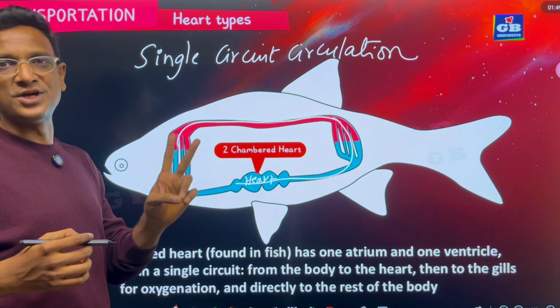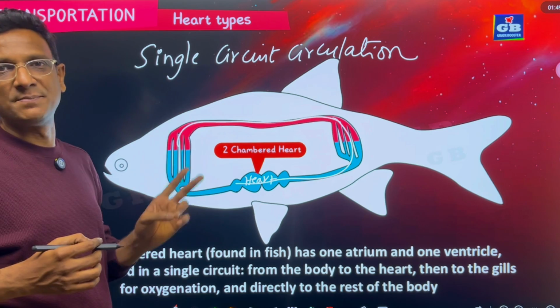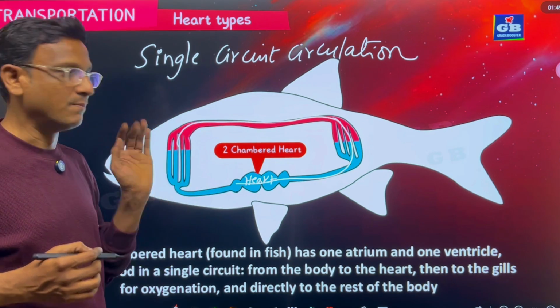The heart is only 2-chambered. Example of 2-chambered heart, fish. 3-chambered heart, amphibians and reptiles. 4-chambered heart, birds and mammals.